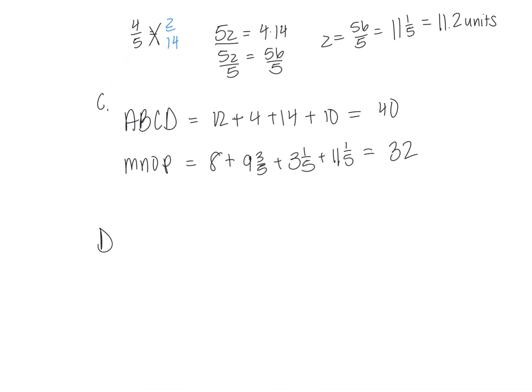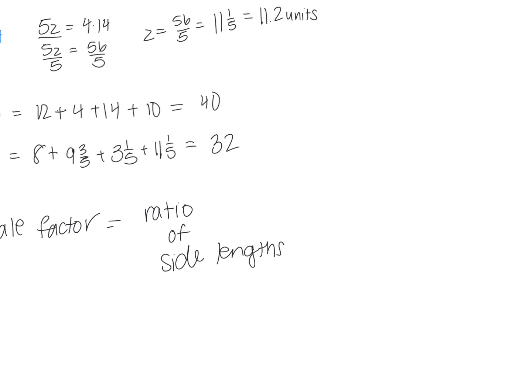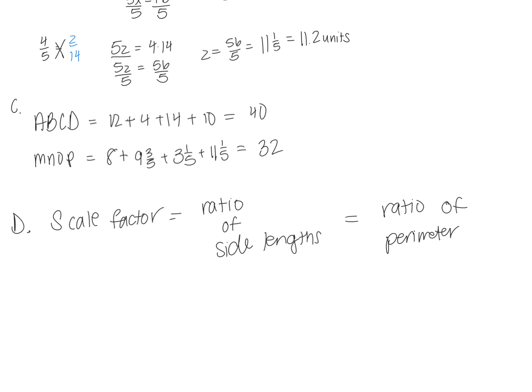For D, something you need to know. Scale factor. Ratio of side lengths. And ratio of perimeter are all the same. So what was my scale factor? 4 over 5. So that's the same as my ratio of my side length. And that's the same ratio for my perimeter. All of these are going to be the same.